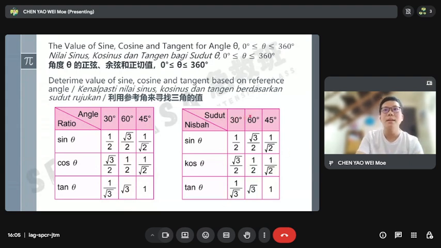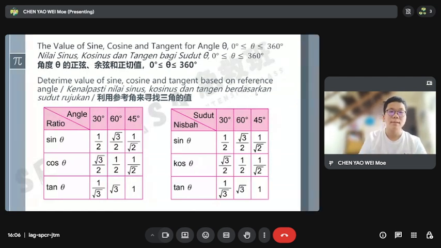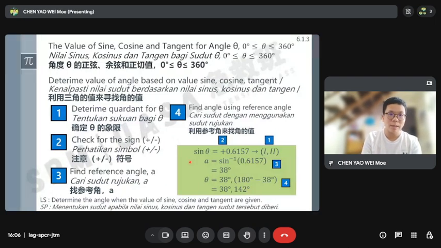Okay, and now I can use the value of the sine, cosine, tangent to find the angle. Let's say I didn't put the angle here, and I'm asking you to find the angle, if I give the value for the sine, cosine, or tangent. These 3 steps must be done in every question: determine the quadrant, check the sign, find the reference angle.